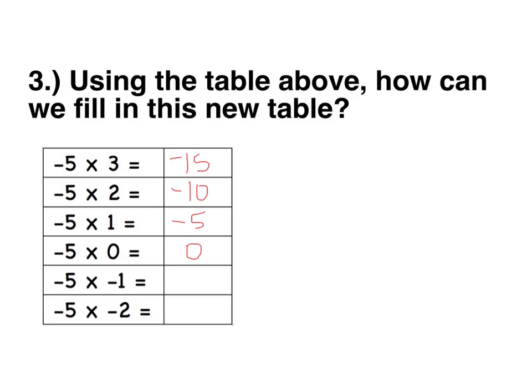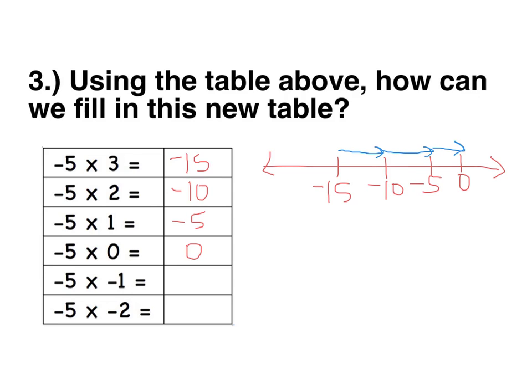So I filled in the top part of the table based on the information we know about a negative multiplied by a positive. So we have negative 15, negative 10, negative 5, and 0. So the numbers are increasing by 5. And I want you to take a moment to think about that. In my number line that I've just drawn in, as we move from negative 15 to negative 10, we are moving in the positive direction. So we are increasing by 5 each time.